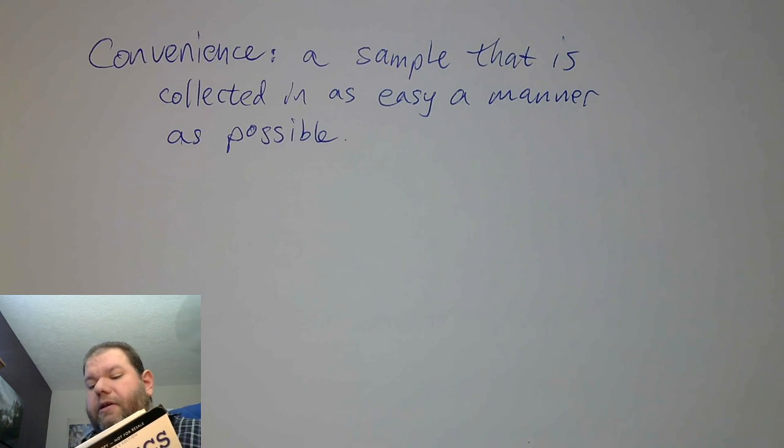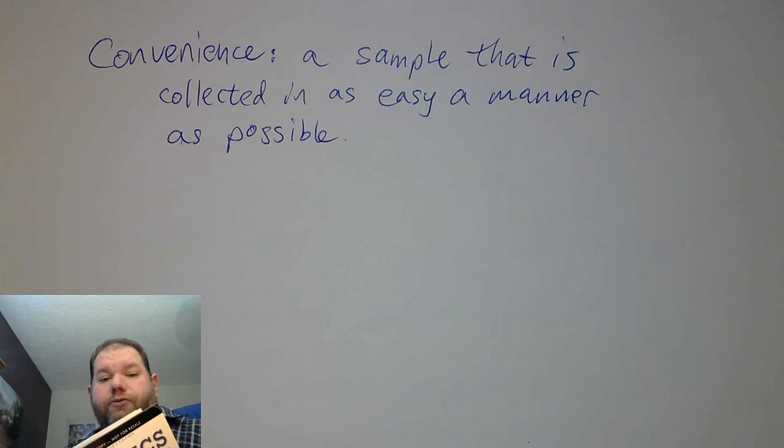Good. We know it's stratified because 1, it's broken up into multiple groups, in this case income classes, and 2, we now take a random sample from each of those groups. Good.